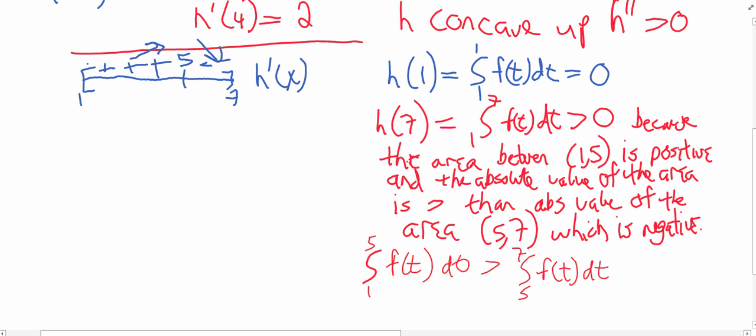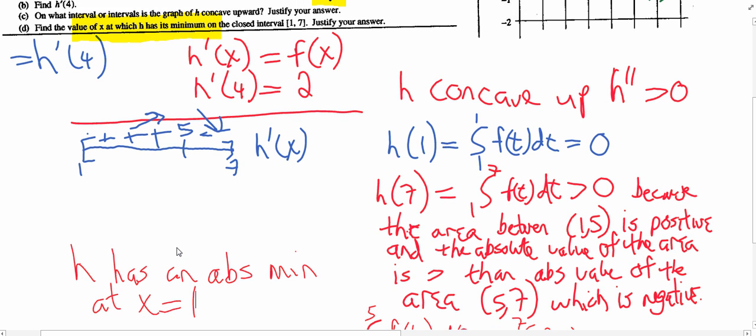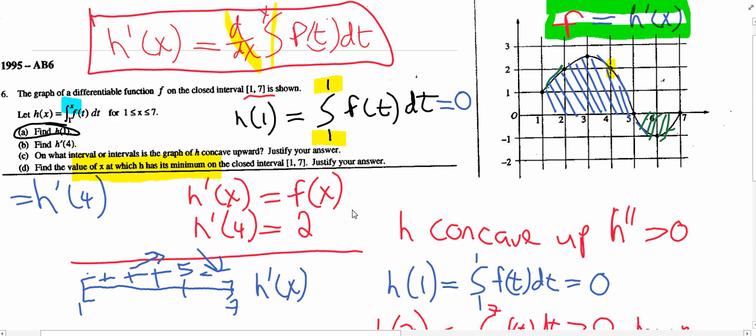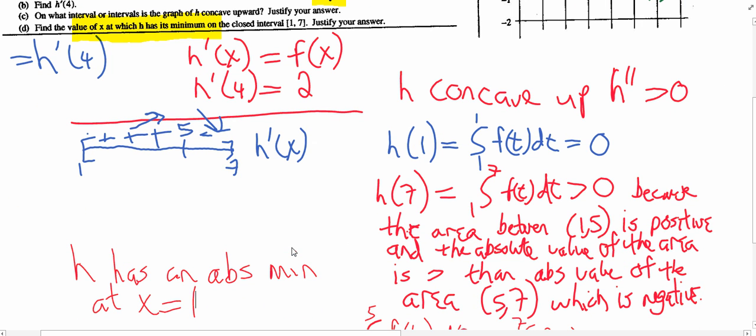So to finish up, make sure you always state the answer in simple terms. Say, so h has an absolute minimum at x equals 1. And note, we do know that h of 1 is equal to 0 in this case, but we have no way of quantifying exactly what the value is at h of 7. I just know that it's greater than 0.